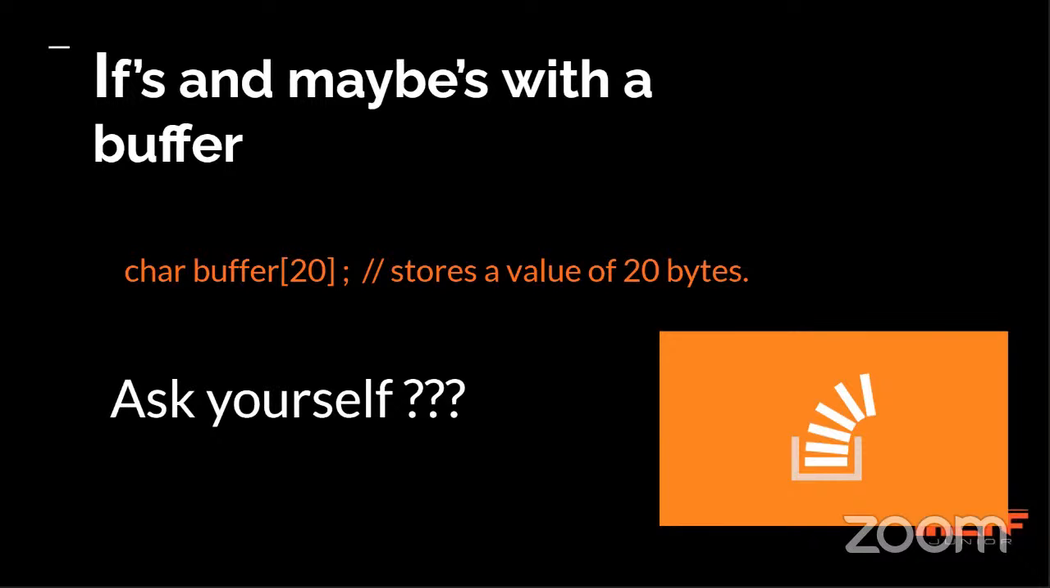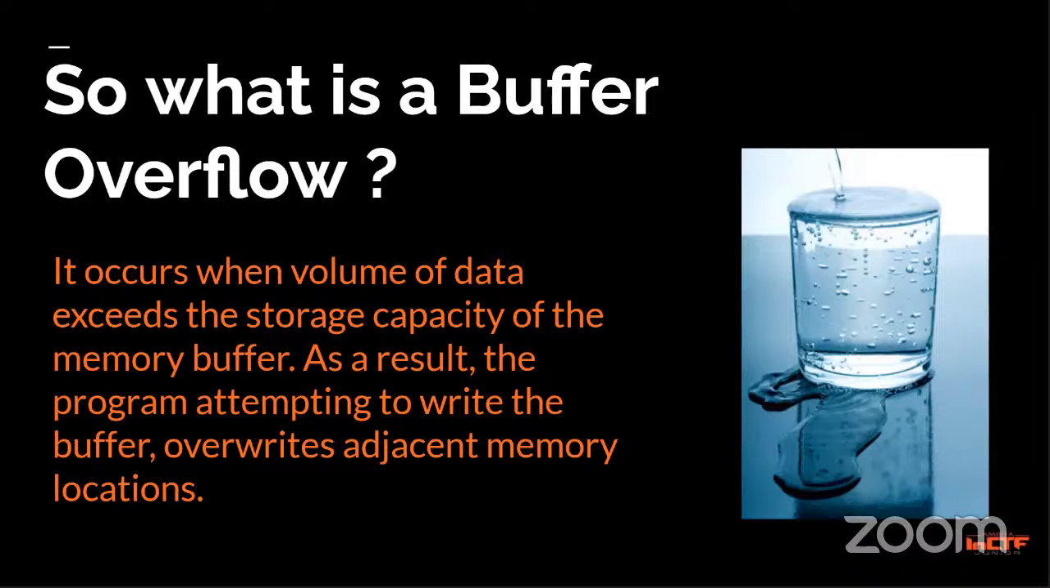Okay, the buffer is stored into the memory, right? What can we do to the buffer? If it's storing 20 bytes, we can obviously give something greater than 20 bytes. We can give 21 bytes, 24 bytes, 28 bytes, 38 bytes, 50 bytes, as long as we want. So a buffer overflow, as the name suggests, occurs when the volume of data exceeds the storage capacity of the memory buffer. On the last slide, 20 was the memory buffer.